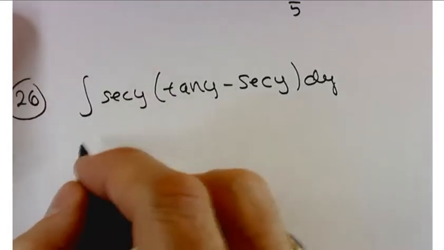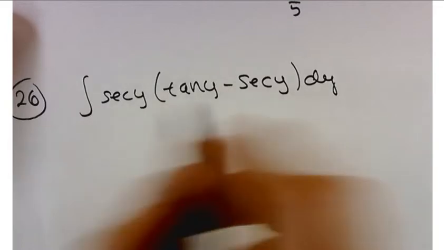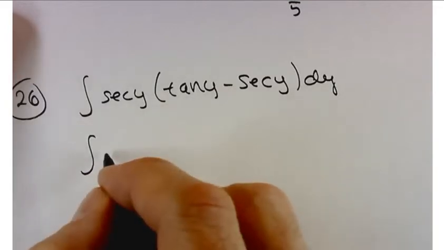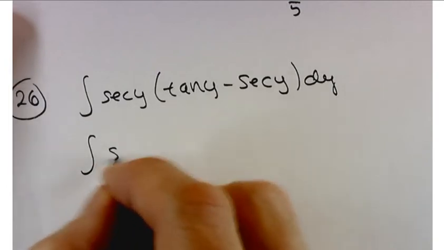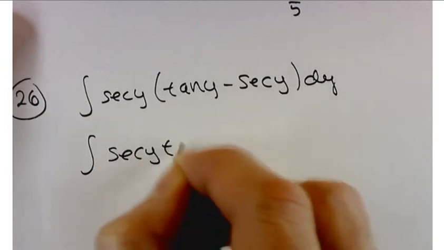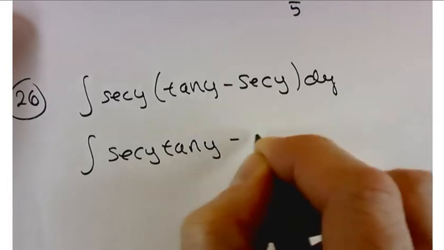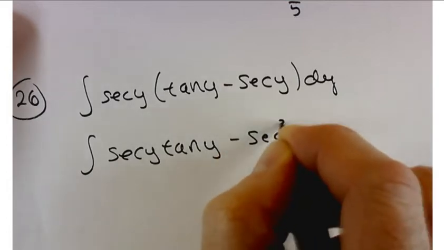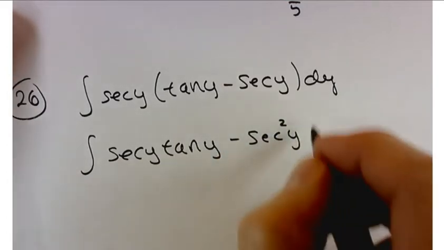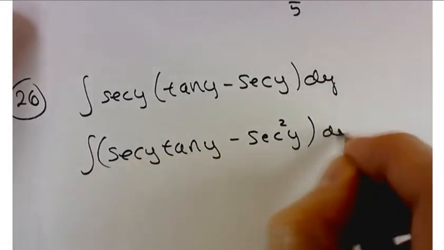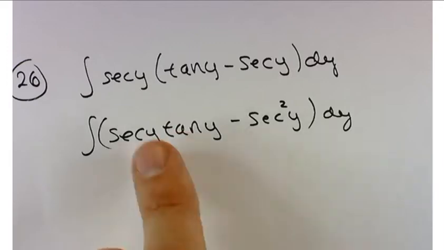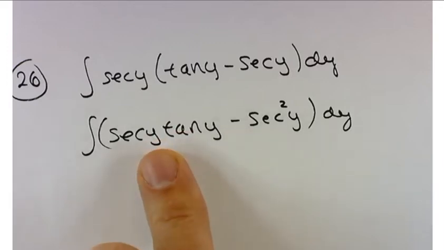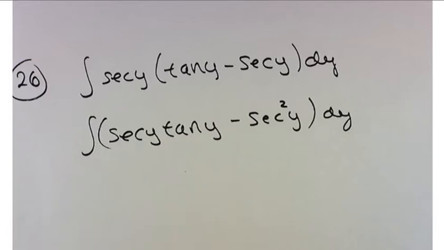So we need to turn this into something that I can find an antiderivative of. So let me simplify this by distributing the secant of y. Secant of y, tangent of y, minus secant of y, and that secant is squared. Let's look at these things term by term. Is there anything that you know of that when you differentiate it, you get the secant times the tangent.